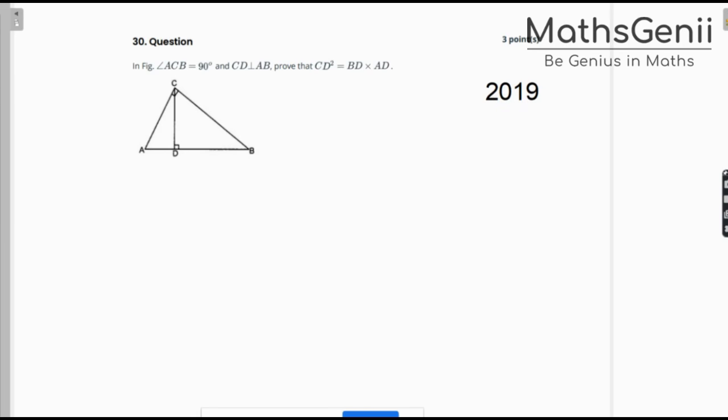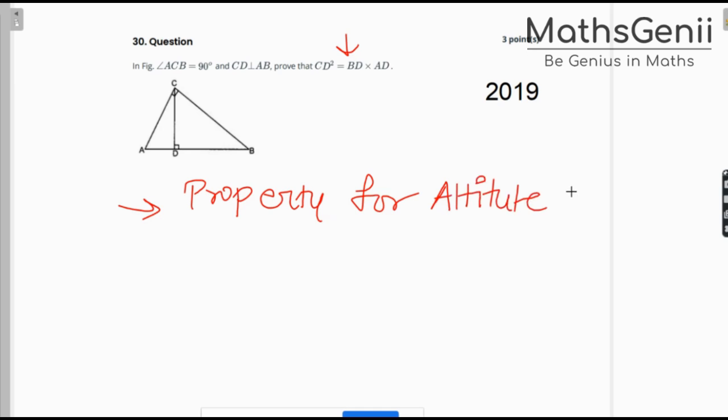Okay. Now let's look at the other question that has come from triangle again. Very simple and very short question. He's saying triangle ACB is 90 degree and CD is perpendicular to AB. Prove that this. So there is a property, students, that you need to remember. I am writing the property line by line. This is the property for altitude in right angle triangle.